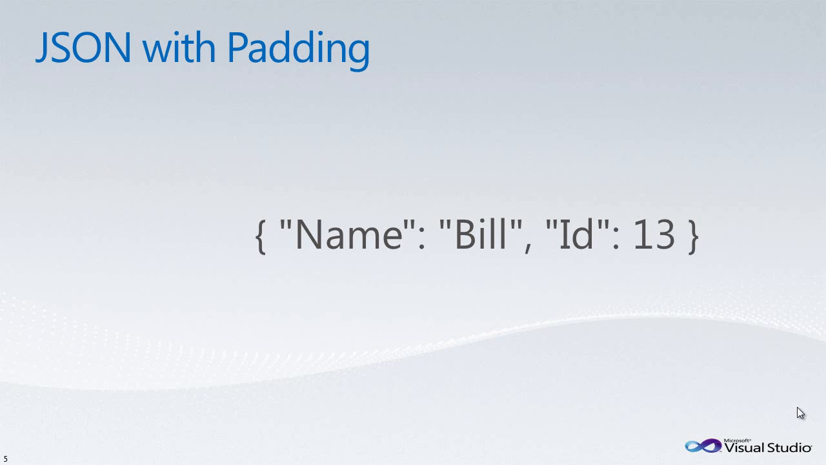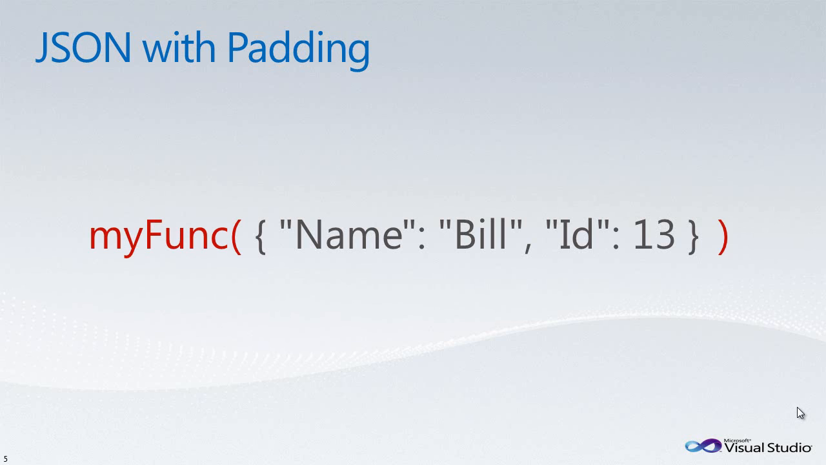However, if we can request the server to return something that is not just data but some executable code, the browser will execute it. How can we do it? We can use JSON with padding. JSON with padding means that the client, the JavaScript code on the page, can specify that the returning data should be wrapped into a function call.